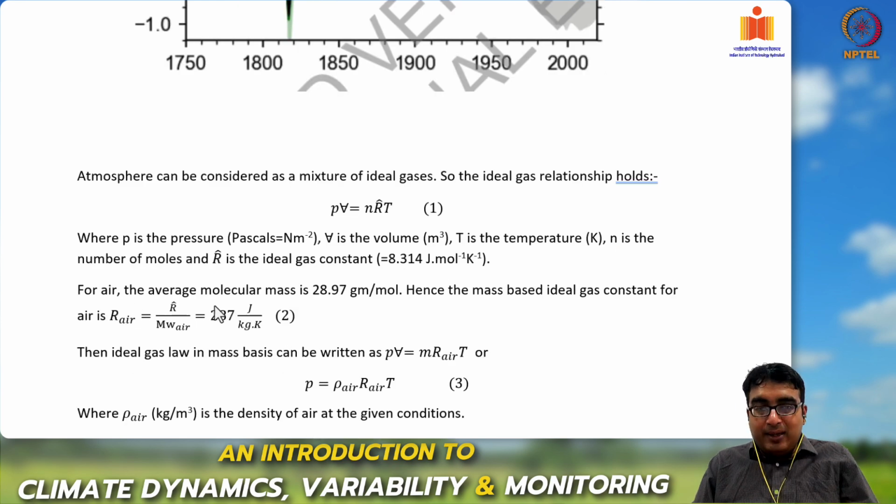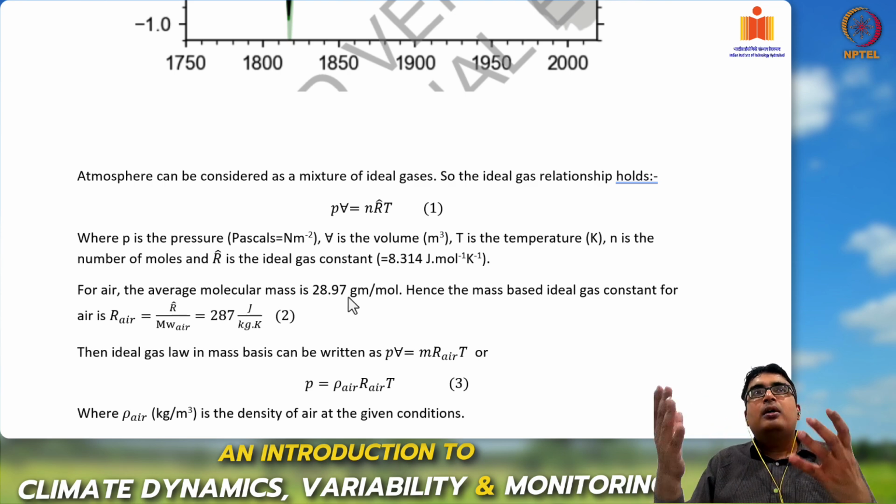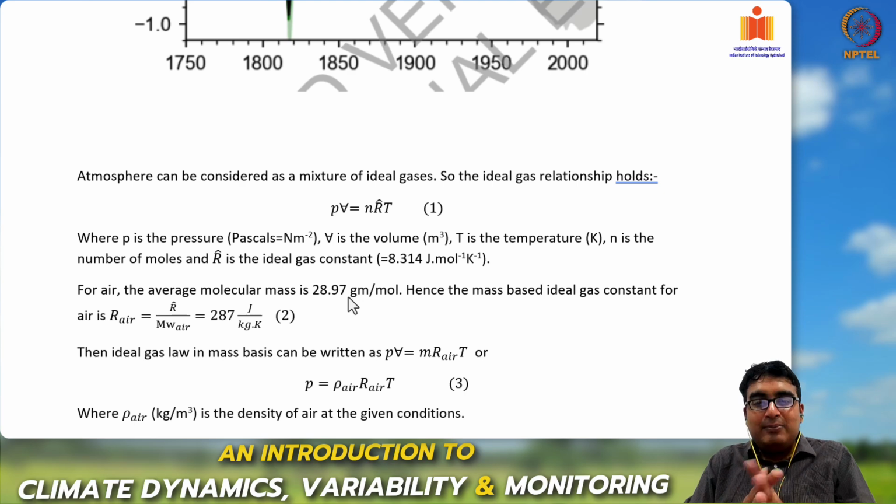Now, for air, the average molecular mass is 28.97 grams per mole. So, if you see, it's mostly nitrogen whose molecular mass is like 28 grams per mole and some oxygen whose molecular mass is 32 grams per mole. So, the average molecular mass of air, when you consider the nitrogen is around 71% and oxygen is 28%, is coming up around 28.97 grams per mole.